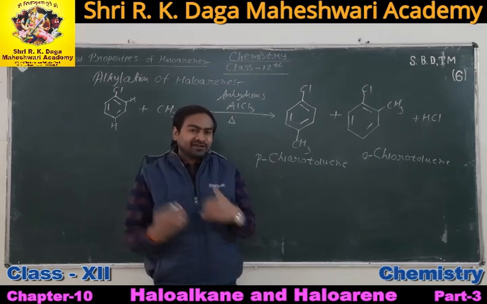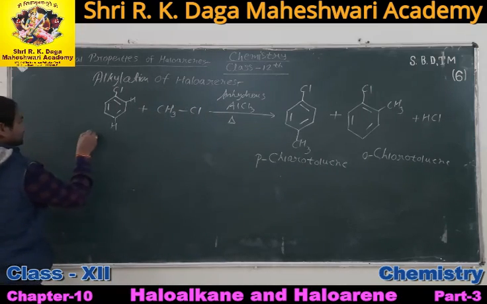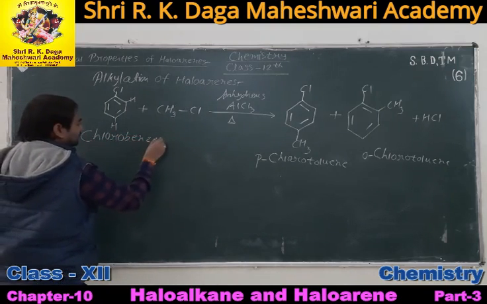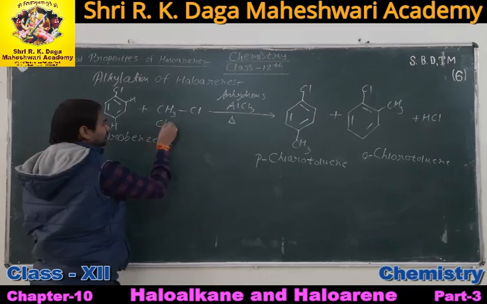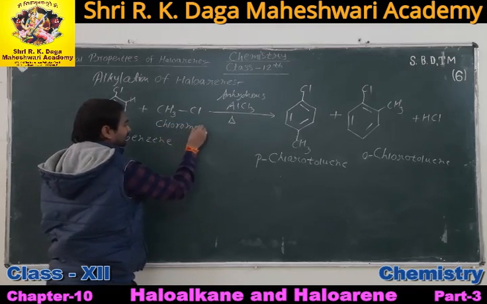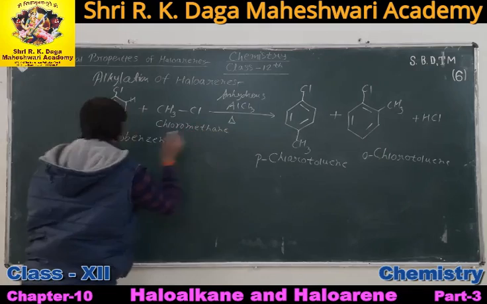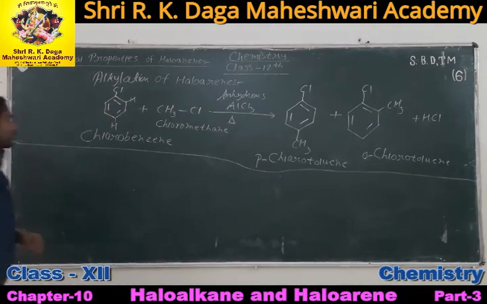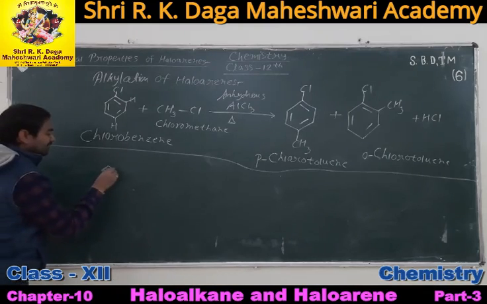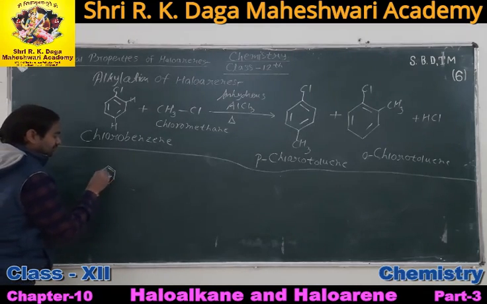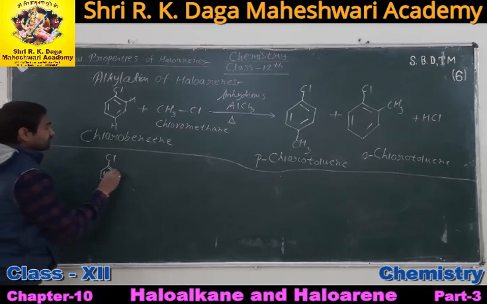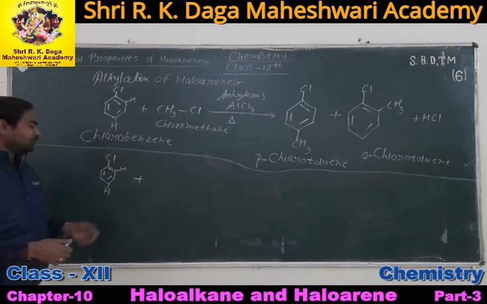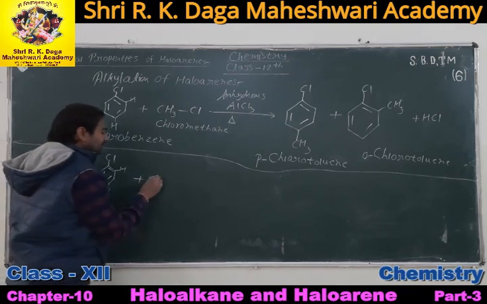Now we are moving towards the acetylation. So for the acetylation, what was that? That was chloromethane. Here I am taking again my chlorobenzene. It will undergo a substitution reaction at the ortho and para positions. Simple.